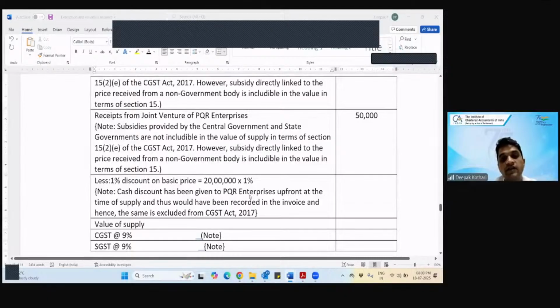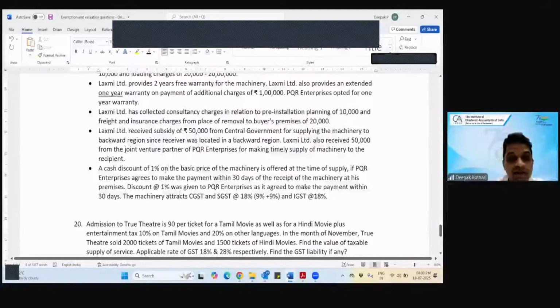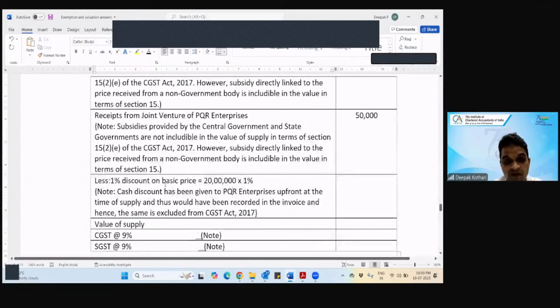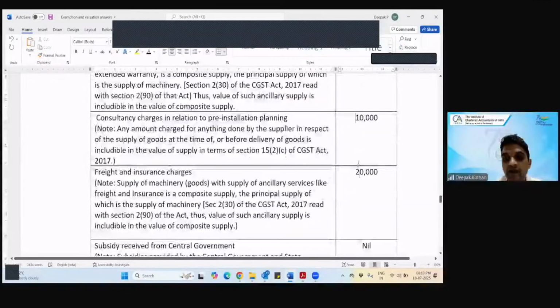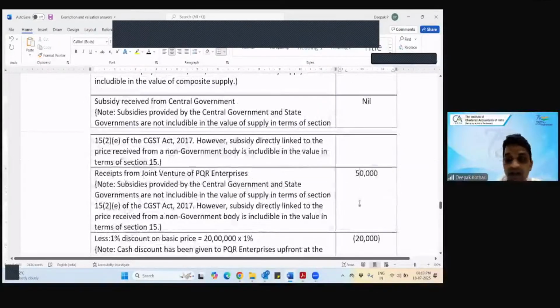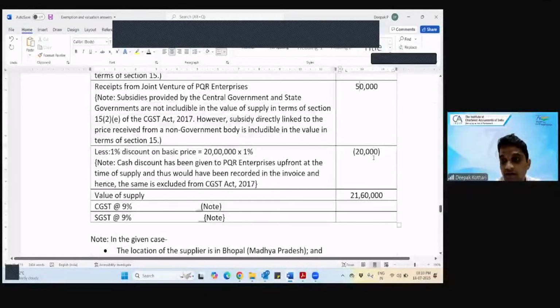Then in the last point, they have given 1% cash discount to PQR. So this we will reduce. The discount is on the base price, the base price is 20 lakhs. On that 20 lakhs, 1% makes it 20,000. So we'll reduce this. So what will be our value of supply based on all of this? 20 lakhs plus 1 lakh is 21 lakhs, plus 30,000 is 21.30, plus 50,000 is 21.80, and minus 20,000. So 21 lakhs 60,000.